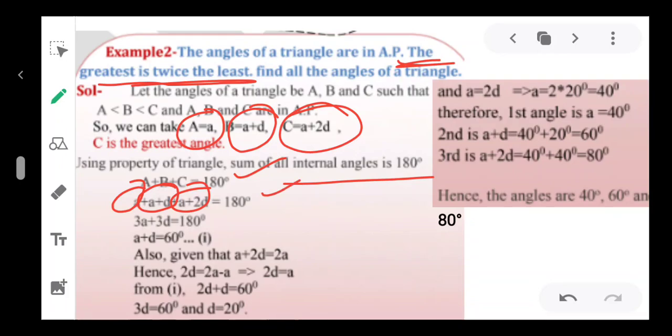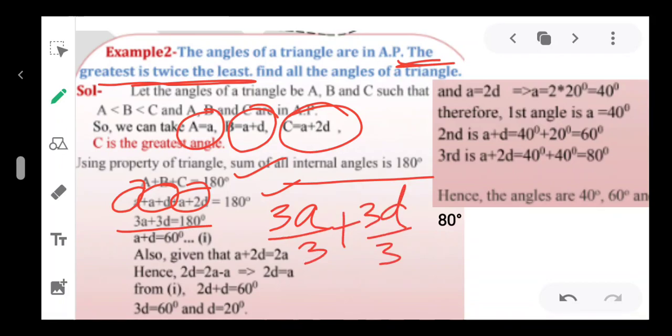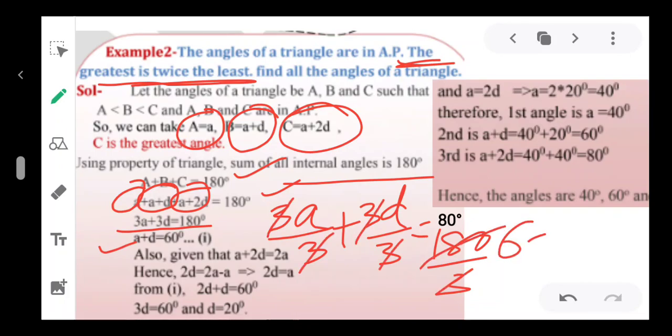Therefore, A plus A plus A, this is 3A plus 3D is equal to 180. Divide both sides by 3. 3A, we have to divide by 3. 3D divide by 3. And on the left hand side, 180 divided by 3. Then we get A plus D is equal to 60. 3 cancel, 3 cancel, 180 divided by 3 is 60 degrees.